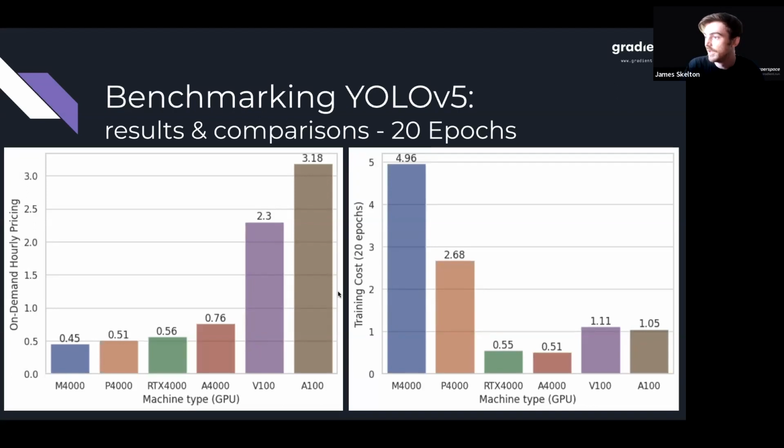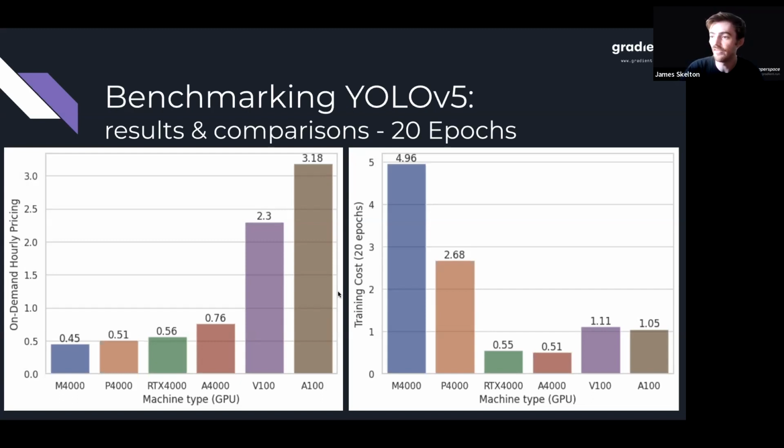This is despite the fact that they have the lowest per hour cost, and it tells us a lot about how using a more modern GPU with more modern technology within can speed up our training significantly and thus have a very significant effect on our cost benefit of running on that machine.